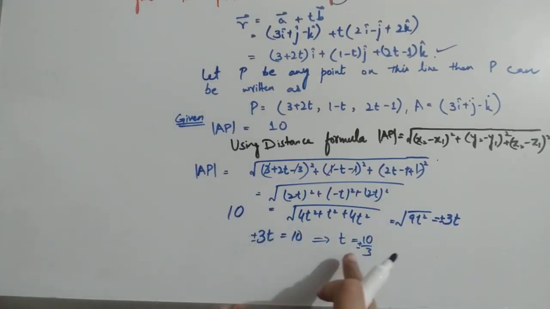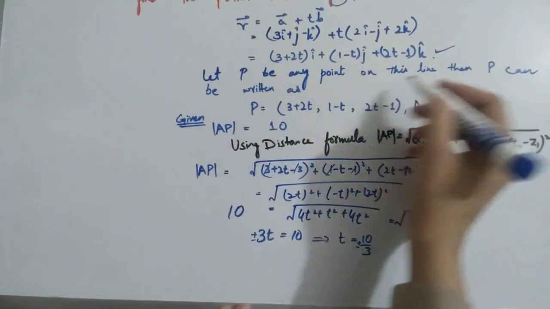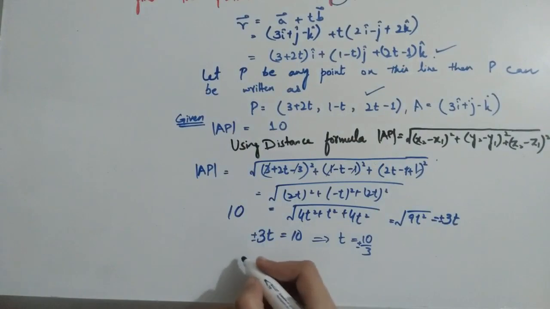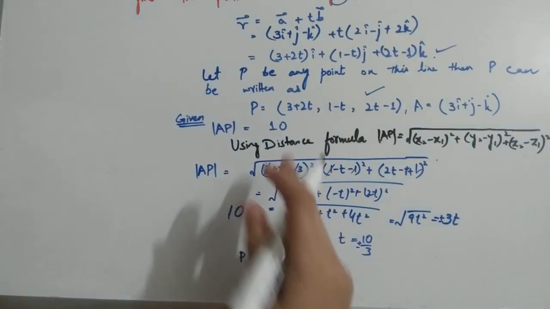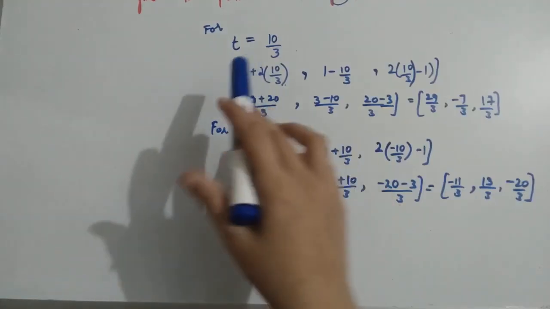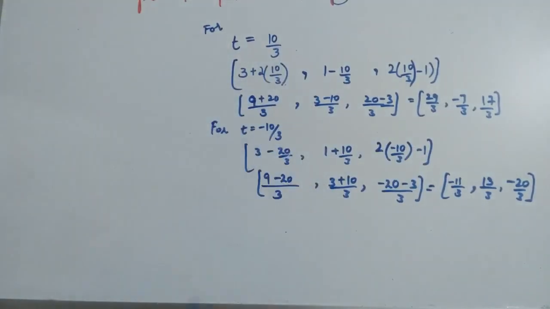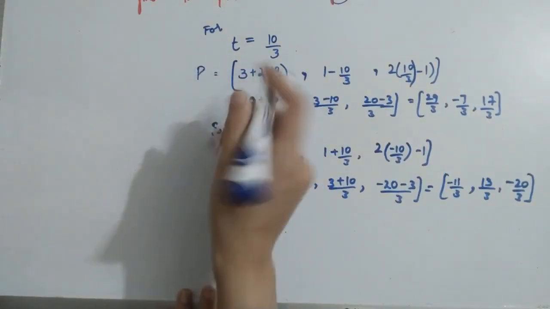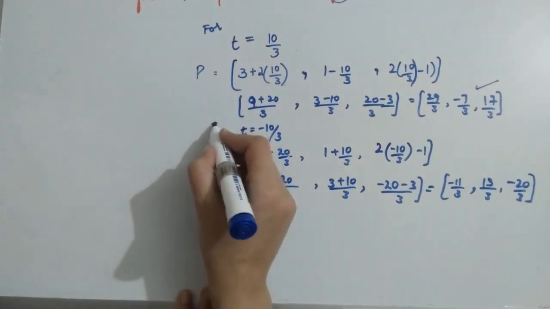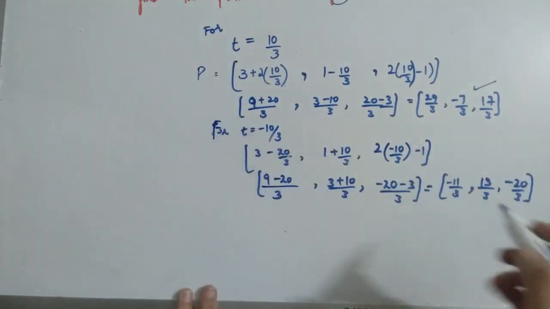Now putting the value of t in this equation, because you were taking the vector p like here. Now putting the values of t in the point p, for t equal 10 by 3 you will solve the equation for the point p. You will get this point, and for t equal minus 10 by 3 you will get this point.